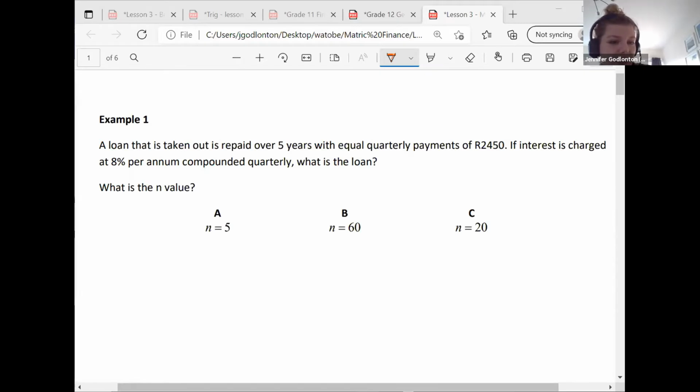Read through the question again if you need to. And remember, n is the number of times we're making our payments. Okay, 20, C. Let's see if we have any other answers. Also C.